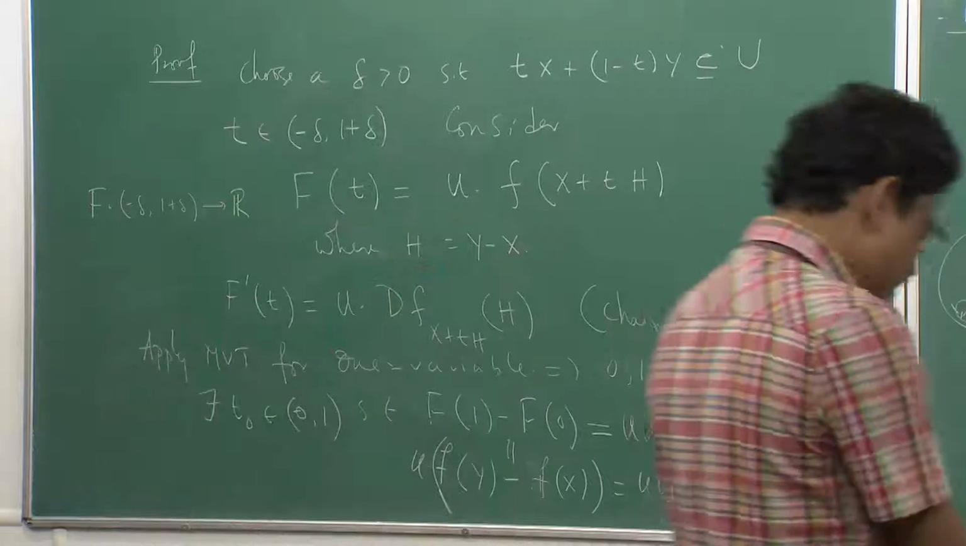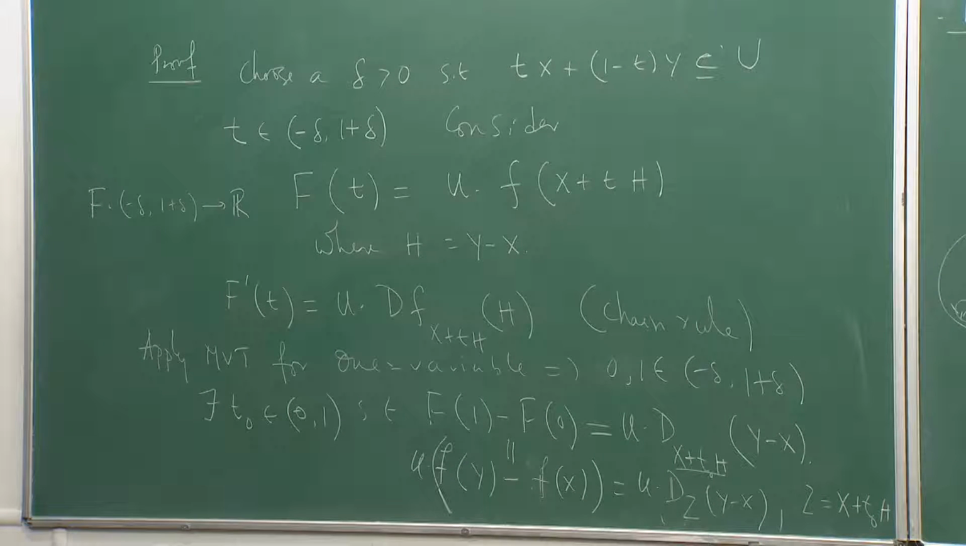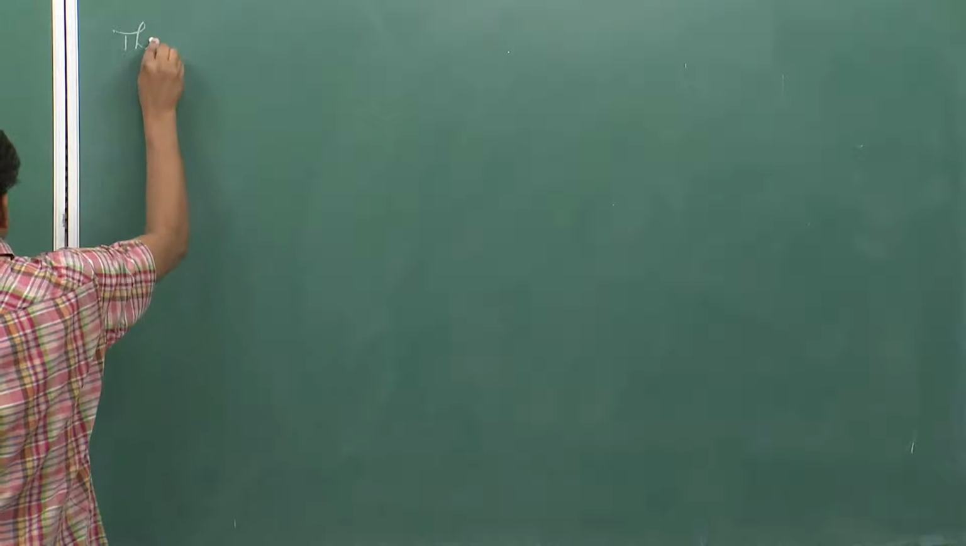And now, as for the application, which is very fundamental, and all of us use it randomly: whenever we see a differentiable function whose derivative is 0, we say f is constant. So, that is what we want to prove now. So, as an application, I have this theorem.